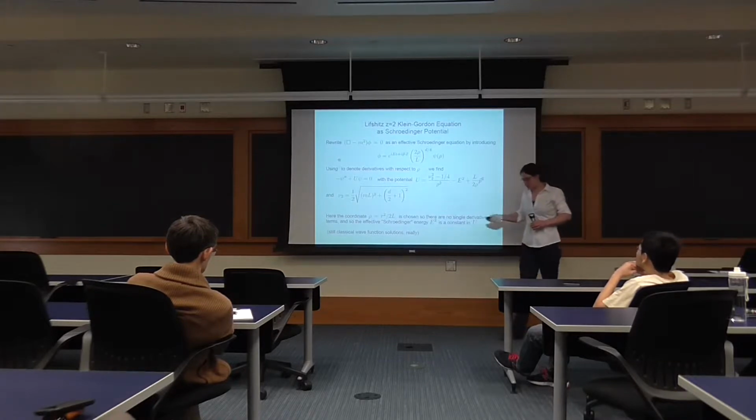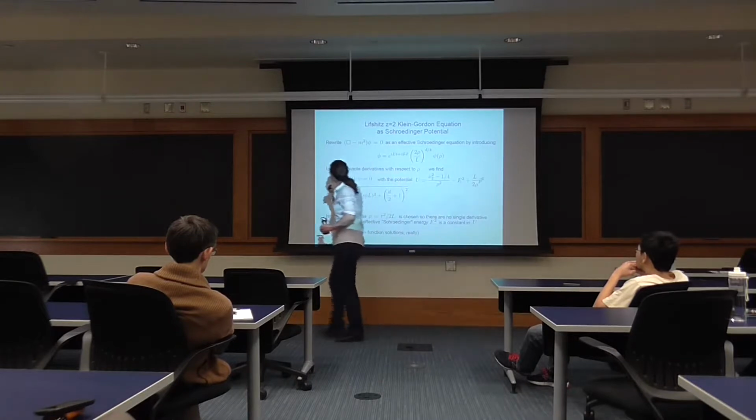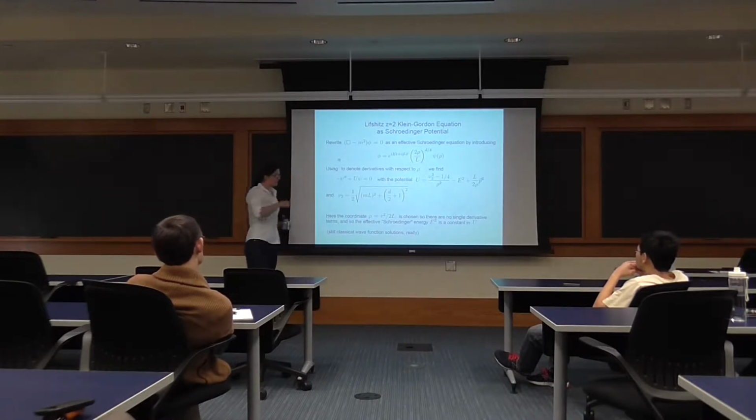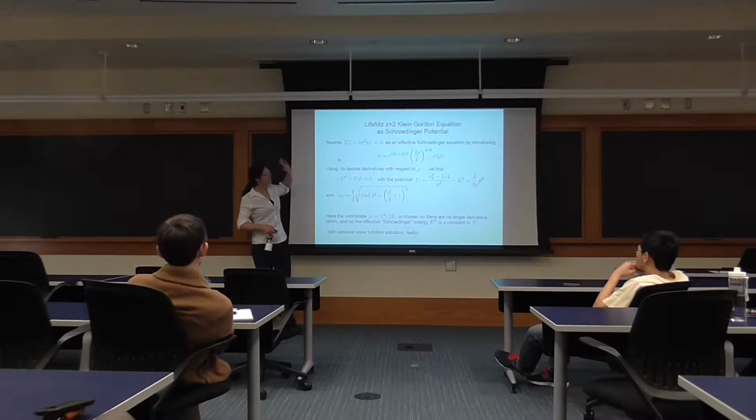So this is just geometric optics. Let's see if we can go a little further. In order to do this, what we're actually going to do is basically classical wave functions. So I'm going to consider the Klein-Gordon equation. That's what I've got up here. And I'm going to rewrite it a little bit.